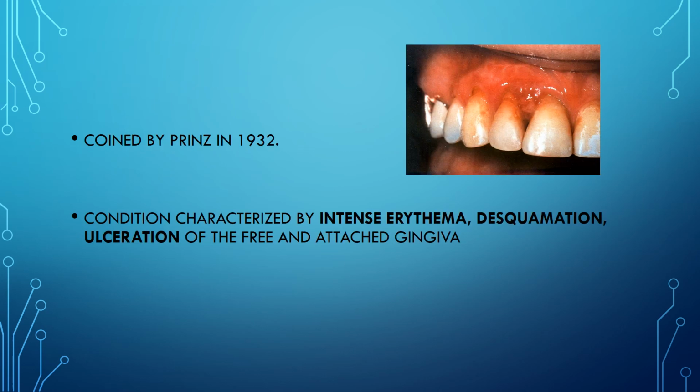The term desquamative gingivitis was coined by Prince in 1932. It is a condition more than a disease, which is characterized by intense erythema, desquamation, and ulceration of the free and attached gingiva. So it is a condition characterized by intense erythema, desquamation, ulceration of the free and attached gingiva.